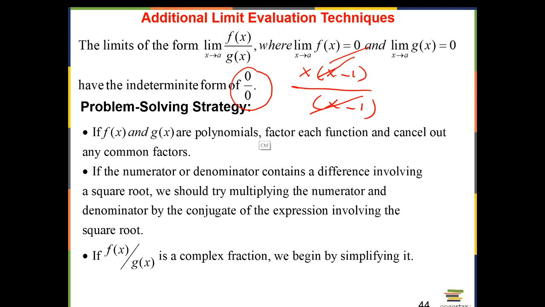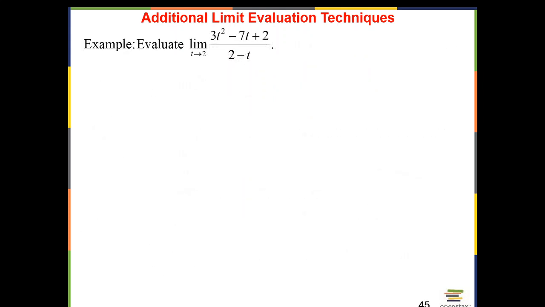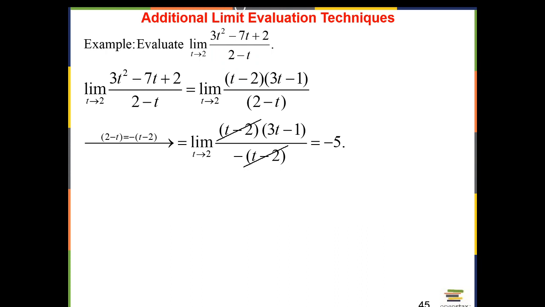So let's look at some examples. If we have polynomials in the numerator and denominator, we can factor them. If we have expressions involving the square root, we can multiply by conjugates to get rid of the square root. And if we have complex fractions, we can simplify them. So let's look at some examples. Here's an example where if you substitute, we get 0 over 0. So what do we do? We factor.